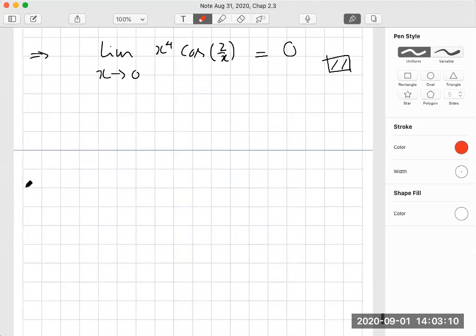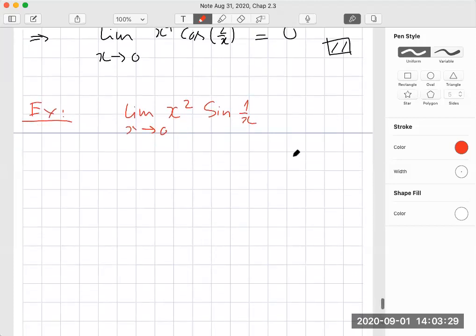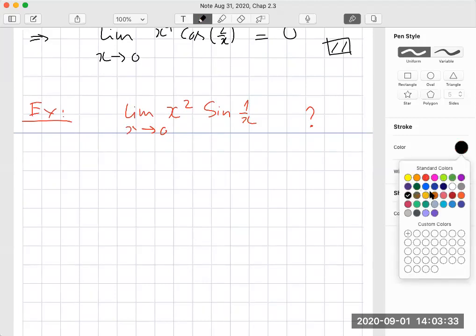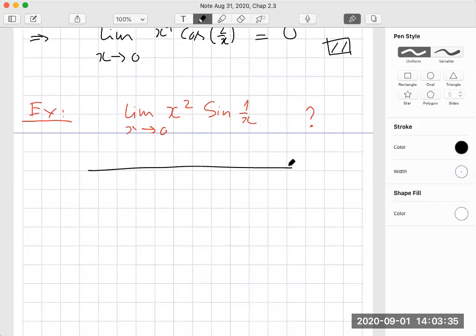I'm going to give you some more examples so that you can work at home. Consider this and find the limit when x approaches 0. It will be similar, right?